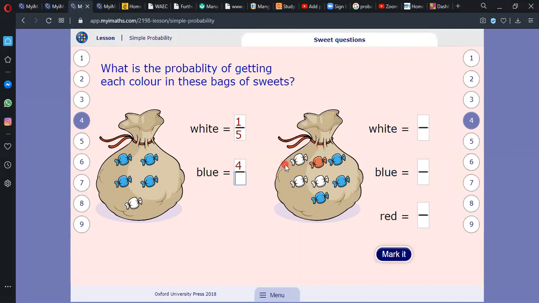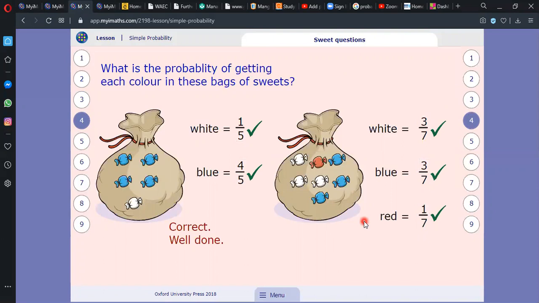Oh, sorry, 4/5. For the second bag, 1, 2, 3, 4, 5, 6, 7. There are 7 sweets in total inside the second bag. So that means how many whites are there? So that should be 3 out of 7. How many blues are there? I still have 3 blues, so 3 out of 7. How many reds are there? I have 1, so that's 1 out of 7. And that is how these probabilities go. We mark it, we have all correct again. Well done. So that is how that goes, guys. Moving on.